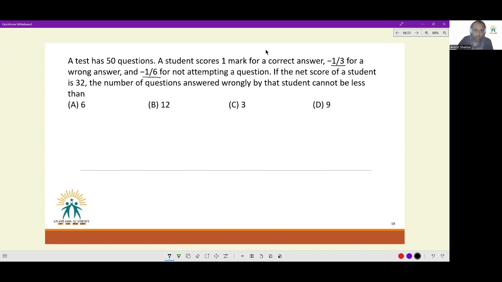Let's give, for every correct answer, +6. For a wrong answer, you get -2. And for every unattempted, you get -1. Basically, every score I have multiplied by 6. And what this would also do to your final score is 32 into 6. 32 into 6 is 192. The score would have become 192 right now.